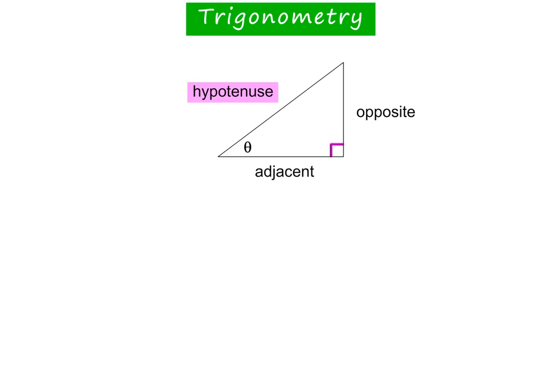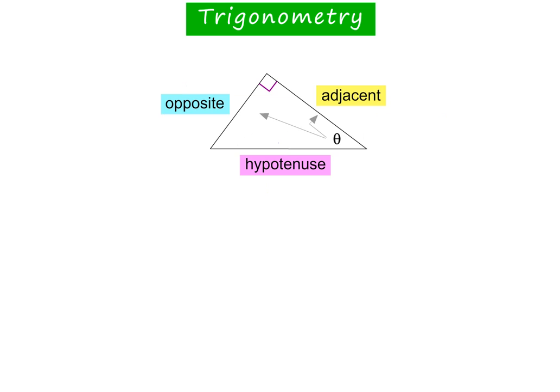Let's recap. The hypotenuse always lies opposite the right angle. The adjacent side lies next to theta, and the opposite side lies opposite theta. This will always be true, no matter in what position the triangle lies.